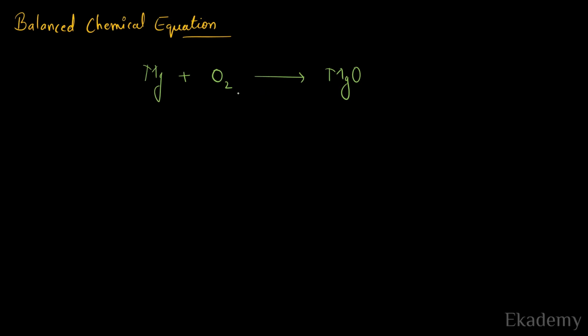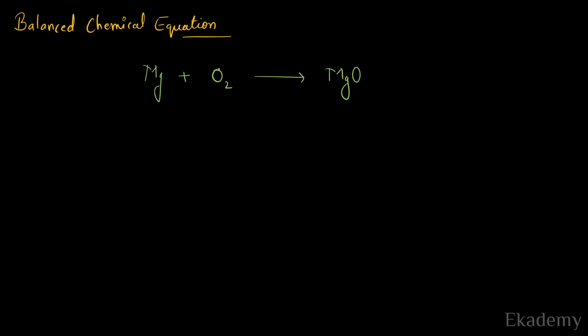And as per the law of conservation of mass, the total mass of reactants must always be equal to the total mass of product. And that can be achieved by balancing the number of atoms of each element in the reactant and product side. So let us try to balance this equation first. We see that in product we have one magnesium atom, and in reactant also we have one magnesium atom. So the number of magnesium atoms is balanced so far.